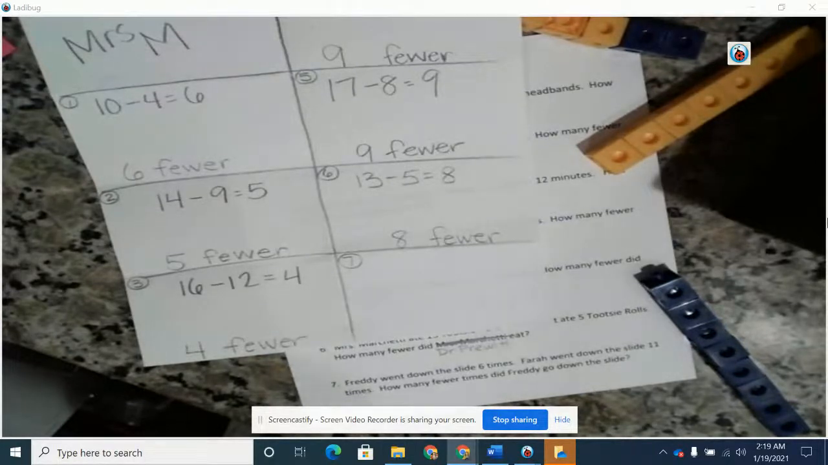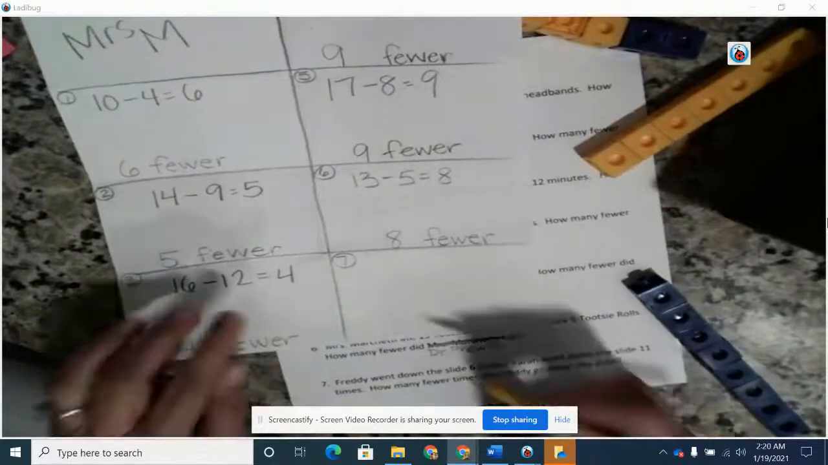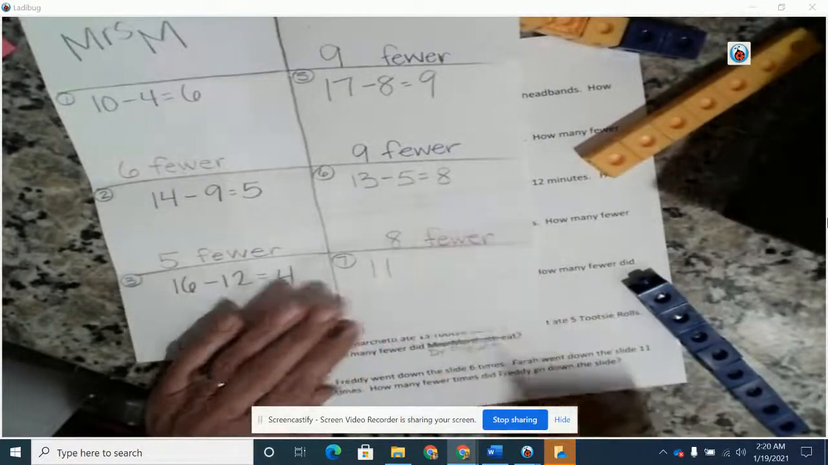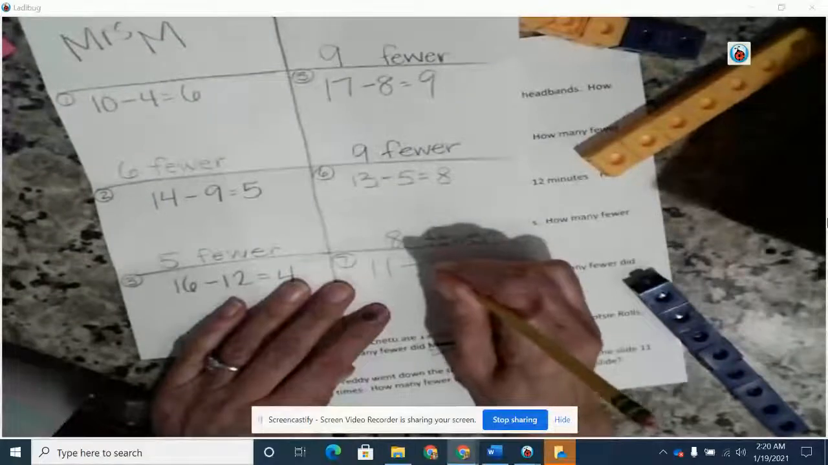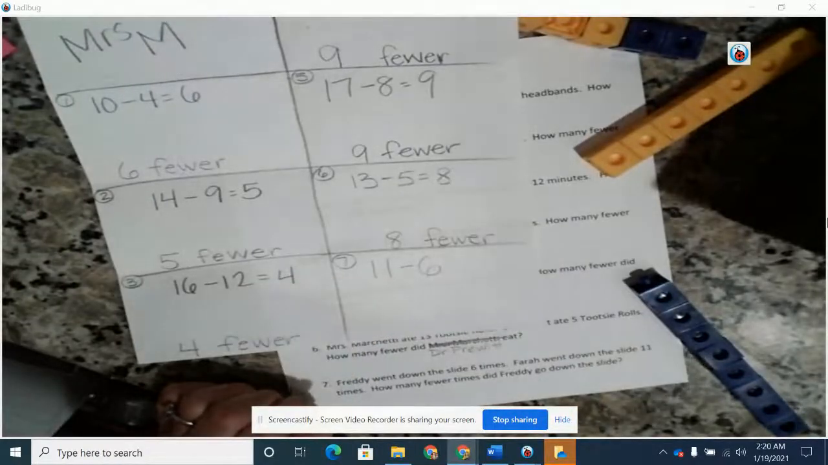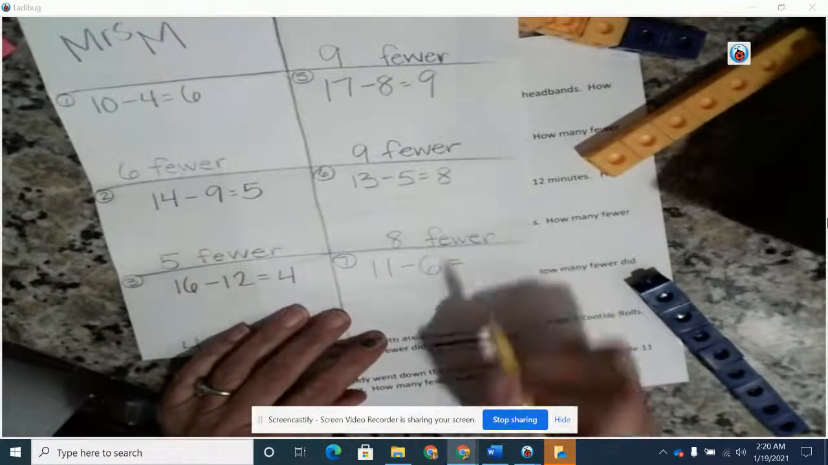Instead of you just doing everything I'm doing, I want you to think a little bit. Freddie went down the slide 6 times. Farrah went down 11. So which number would go first in your equation? You're going to write that right here. Something minus something equals, and then you need to try and figure that out. So we're going to start with that bigger number. Put that 11, right? We're going to take away 6. And then we're going to figure out what that is.